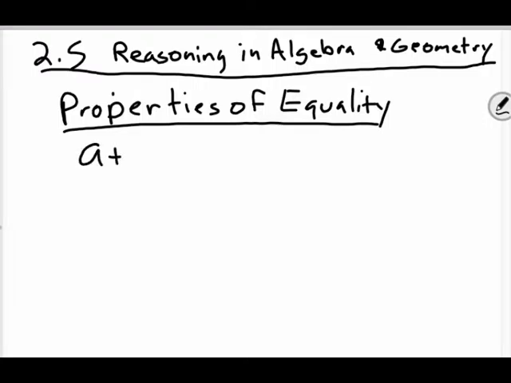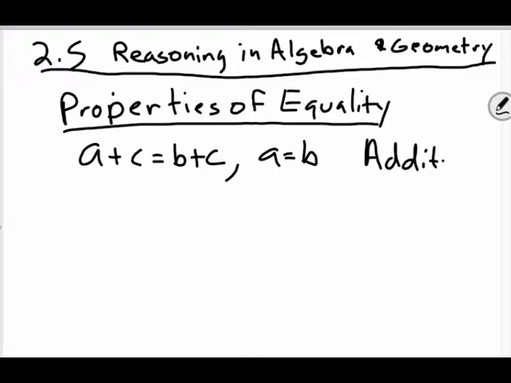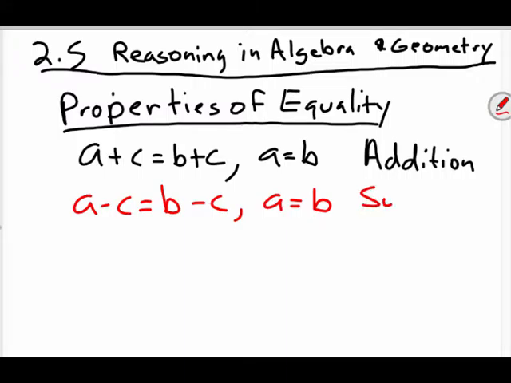So if I say A plus C is equal to B plus C, right? Then A is equal to B. We'll call that the addition property. All right, let's do another one. It's a similar thing. If I say A minus C is equal to B minus C, well then we could say again that A is equal to B, and that's the same type of property, but this one we'll call the subtraction property of equality.